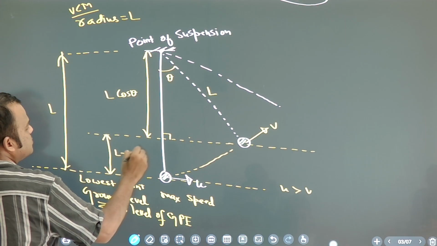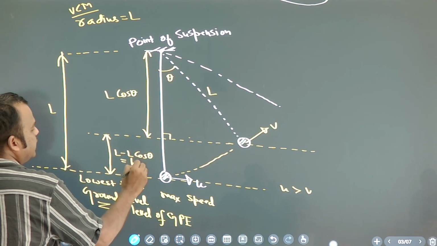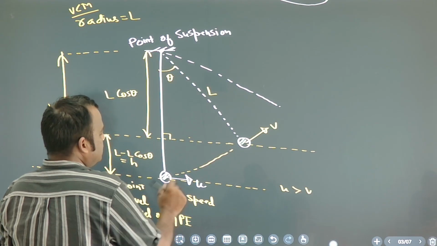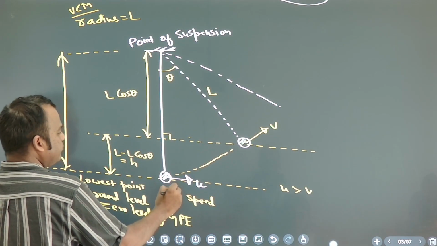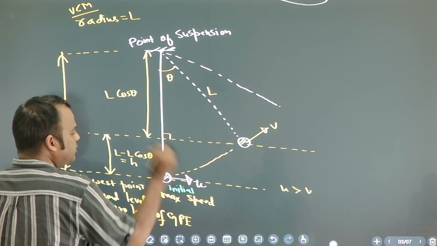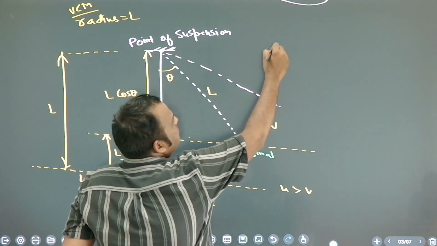L minus L cos theta. Very good. L minus L cos theta. You can call it H. Initially here, finally here. You consider this as initial and this as final. Now apply conservation of mechanical energy.